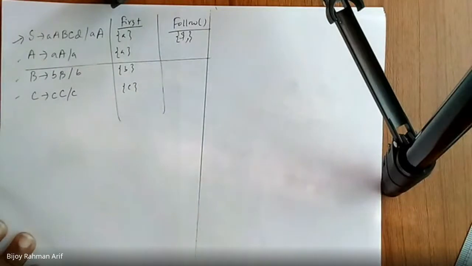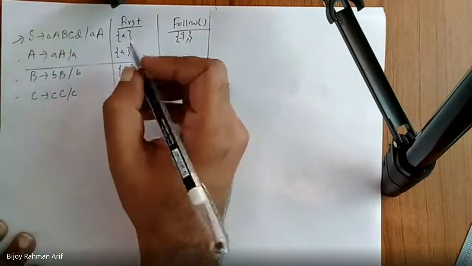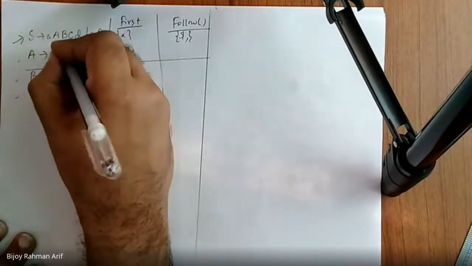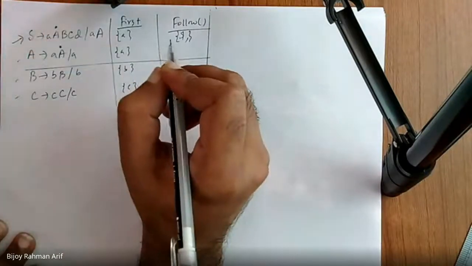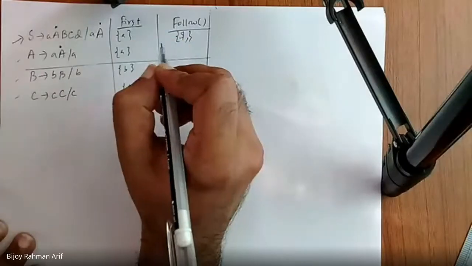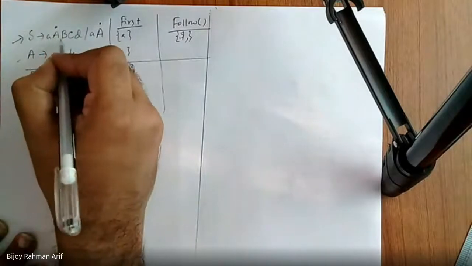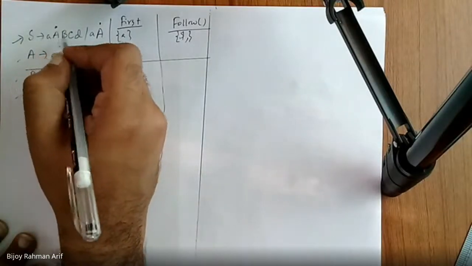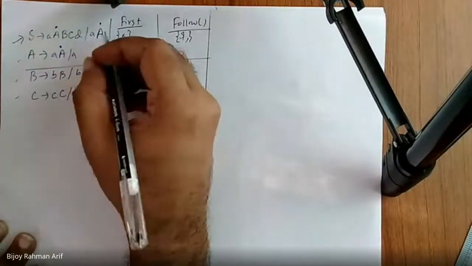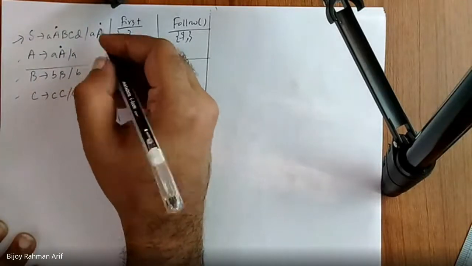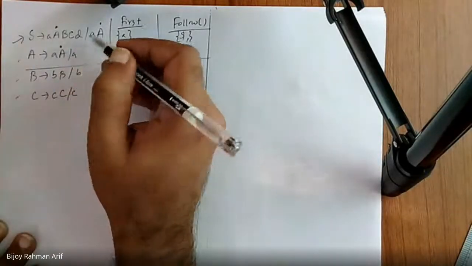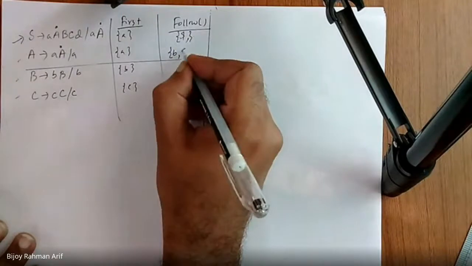It is done. Let's take A. A appears where? Here and here. Am I right? Yes, sir. For this one, rule number 2. First of B. So what is first of B? B. So we are done. Now let's go to here. For this rule, what would be the follow of A? Follow of A is at the end of the production. So follow of A is nothing but follow of S. Follow of S is nothing but dollar, and this production is done.